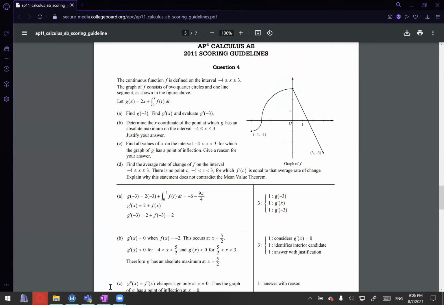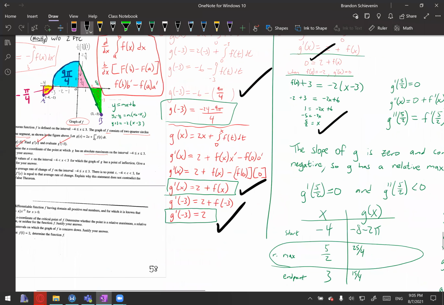So we can justify that's the absolute maximum by doing what we did, checking the critical point, the start point, and end point to see which has the largest y value. This will work for any function. So this would count as justification.